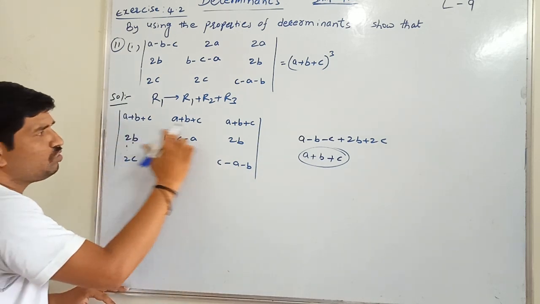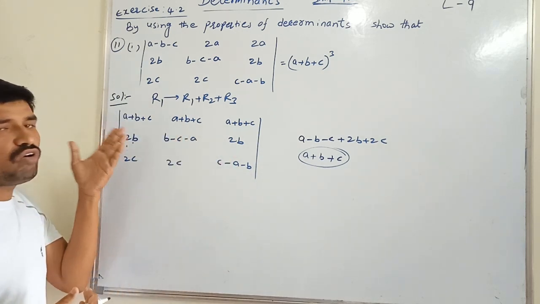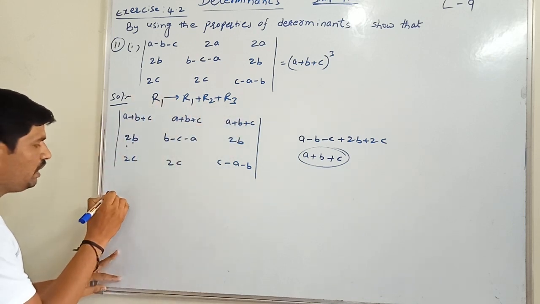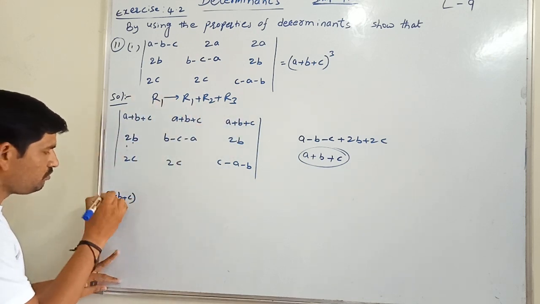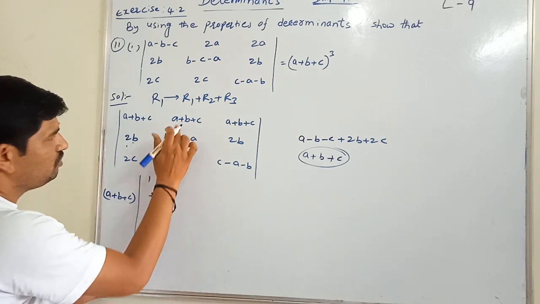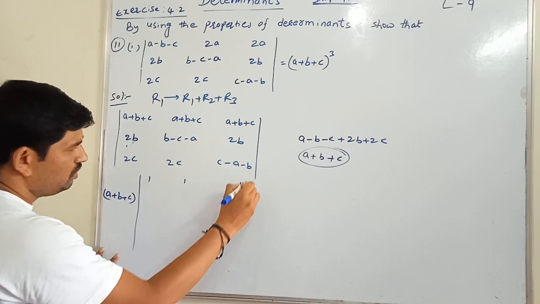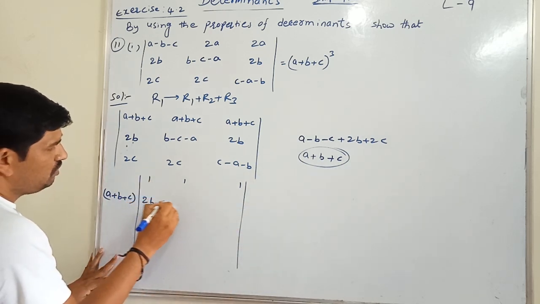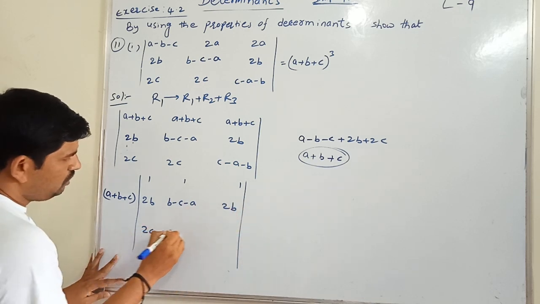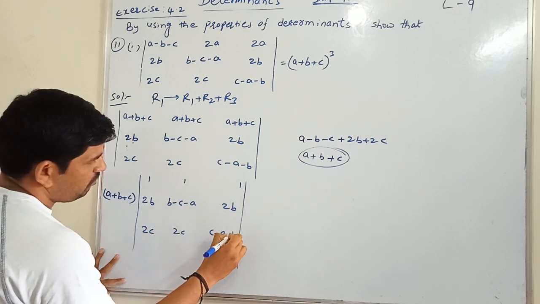Now in the first row the elements are common or not? Yes, a plus b plus c. In the three places also we can take a plus b plus c as common. By having a plus b plus c common, we can write 1, this second one, this second what? 1. Then 2b, b minus c minus a, 2b, 2c, 2c, c minus a minus b.